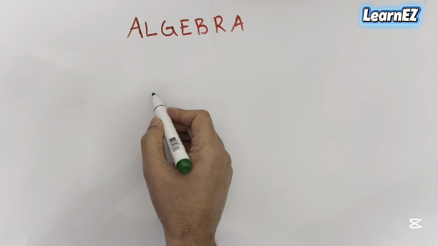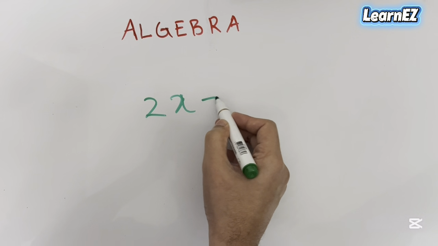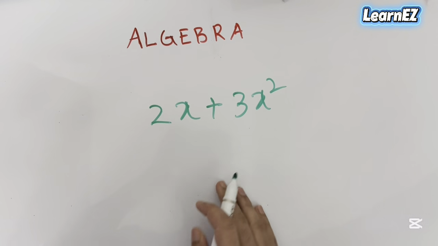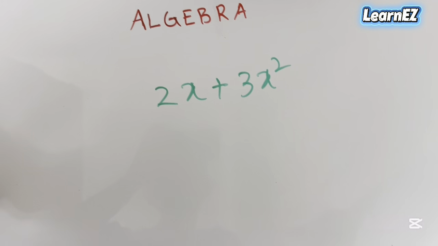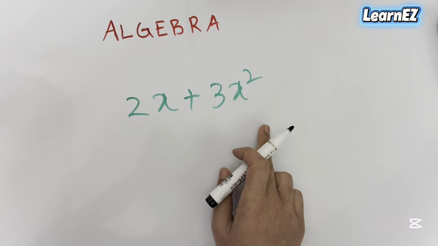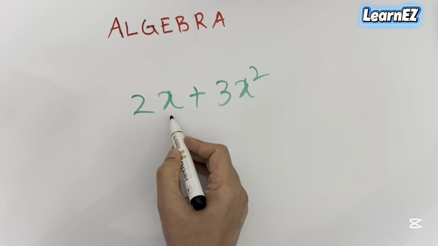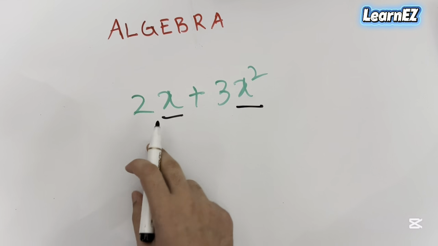Now I will give you another situation here. It is like 2x plus 3x square. Okay, I write the x square. Now the variables are same, but the power of the variable is not same. So can we do the addition here? No, you can see the difference.